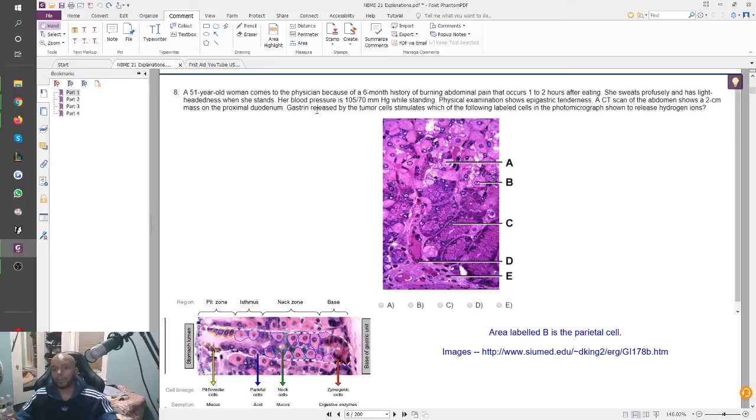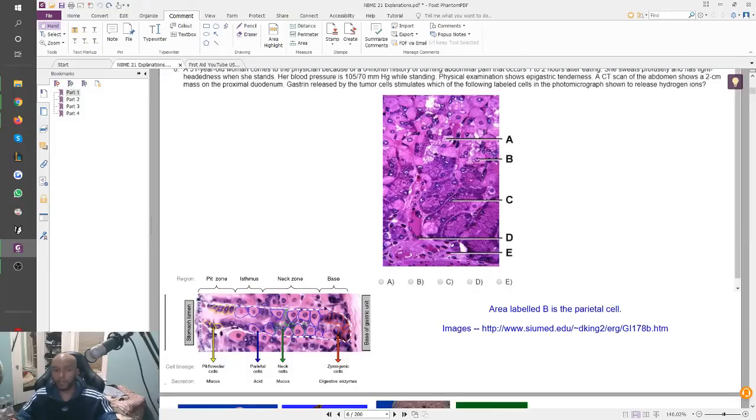So you need to find your parietal cells. Okay, now how are you going to do that? In this image, the parietal cell was actually B. Right? B is your parietal cell. These cells that you're seeing here, these are all parietal cells. They're the ones that are going to release hydrogen ions.